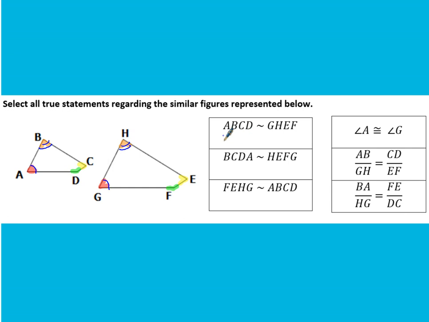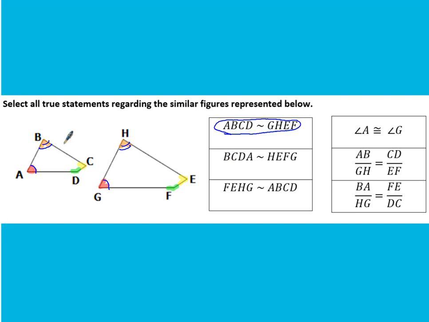So if we look at this first statement, it says ABCD is similar to GHEF. So you just want to look at the order there. A, B, that works with G, H, that looks good. B goes to C, and H goes to E. C goes to D, and E goes to F. Since all of those were in the same order, that is going to be true.